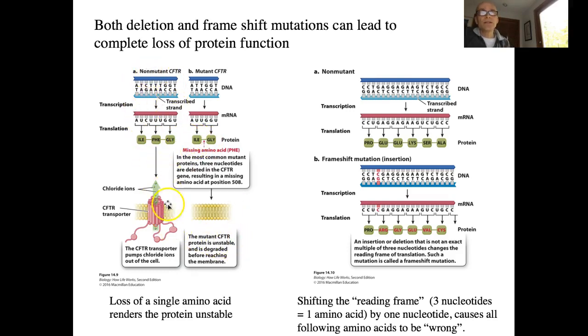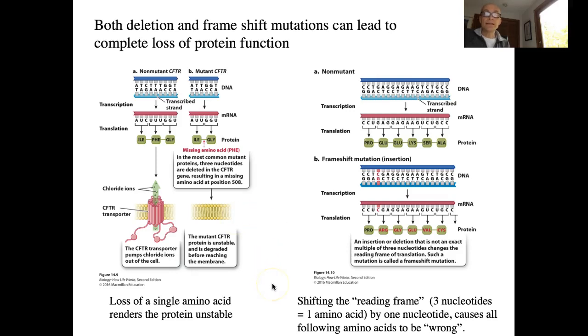So if it's normal, that protein gets made, and it's a protein channel that pumps these chloride ions out of the cell. But interestingly, and that's not a rule, in this particular protein, the lack of just a single amino acid can make the protein unstable, and then it gets degraded and it's gone. So it never makes it into the membrane. And so therefore, people with this mutation are missing this CFTR transporter, which leads to disease.